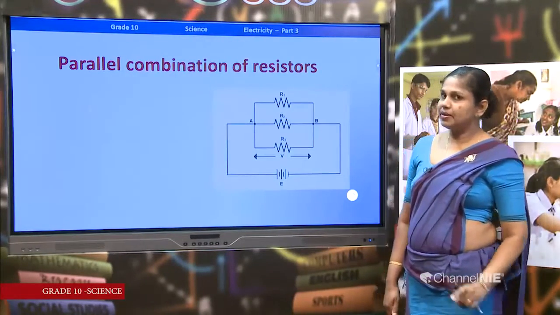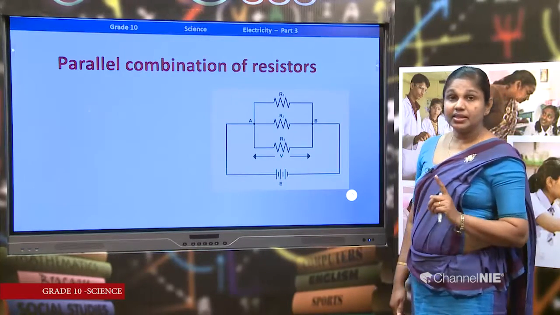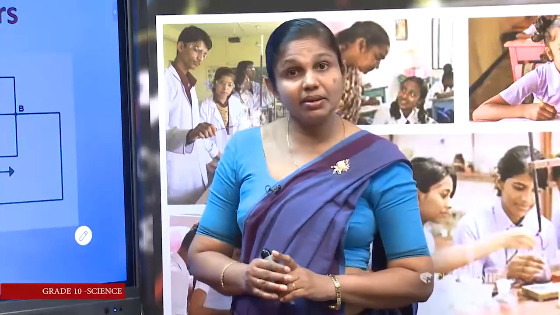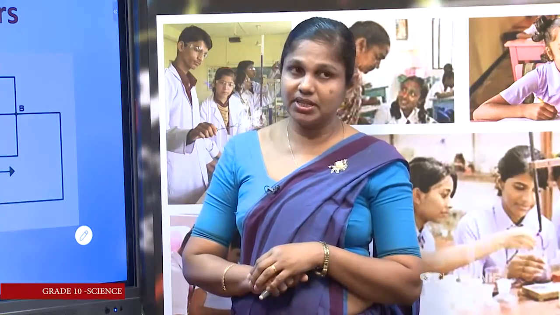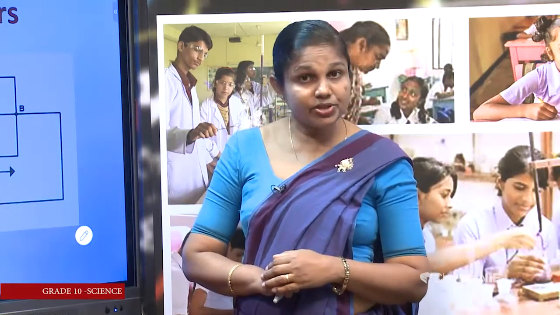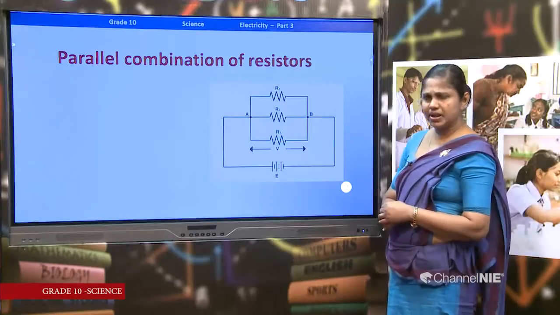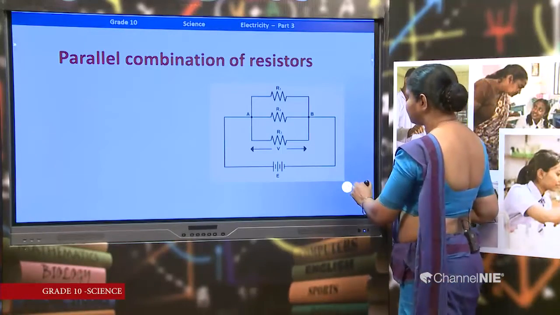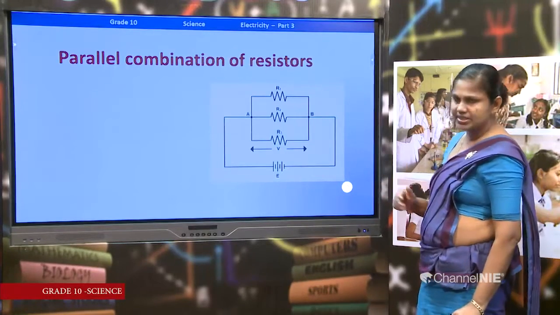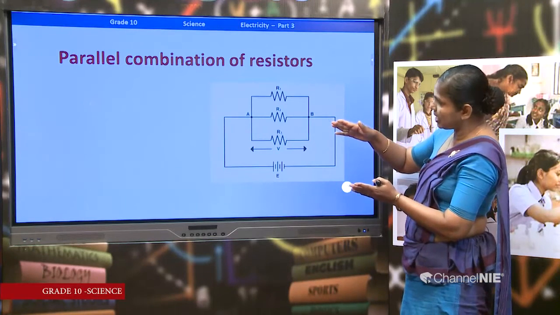Now, we have come to the next topic of the lesson. This is parallel combination of resistors. So far, we discussed about series combination of resistors. Now, we are going to discuss the next type of resistor combination, parallel combination of resistors. Okay. Look at here, children. Look at this particular way of connecting the 3 resistors here. Here you can see 3 resistors are connected parallelly like this.